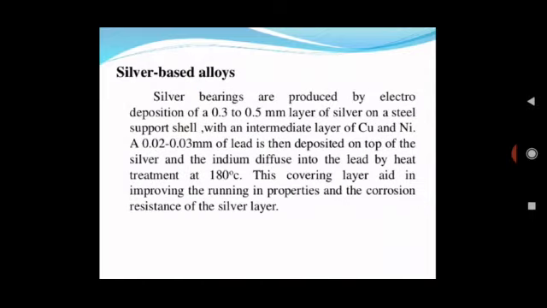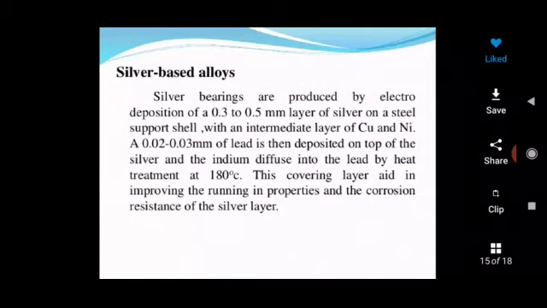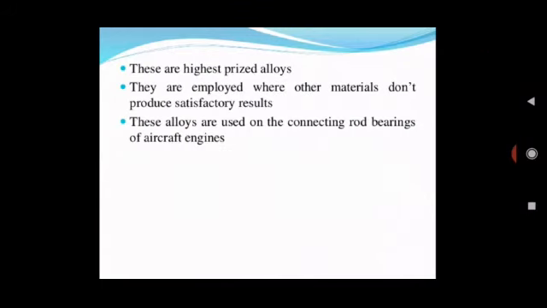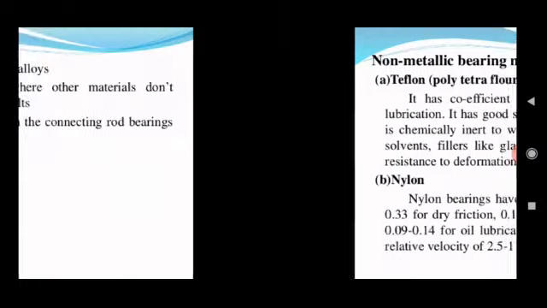Silver based alloys can also be used as bearing materials, but they are expensive. In silver bearings, a thin layer of silver, about 0.3 to 0.5 mm, is laid on the steel, and an intermediate layer of copper and nickel is used. So such a material is used as bearing material. It is expensive, highly priced, so it is only used when other materials do not provide us satisfactory results.